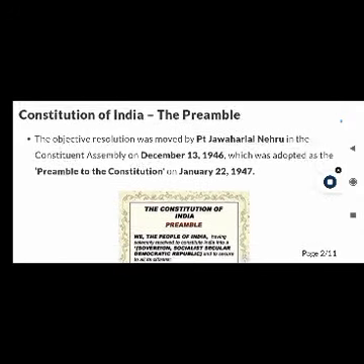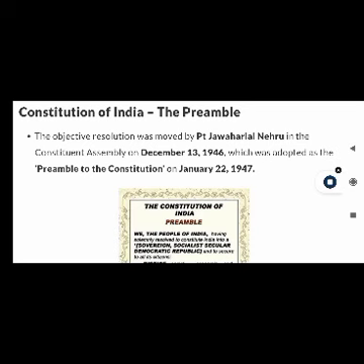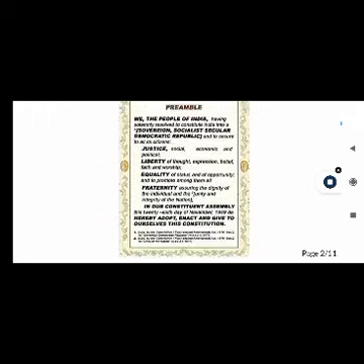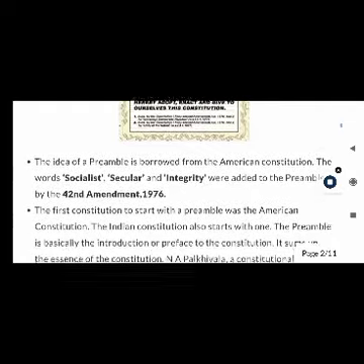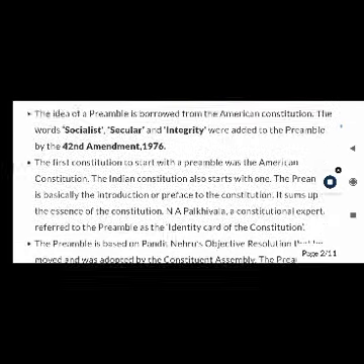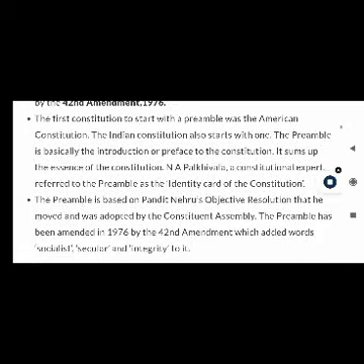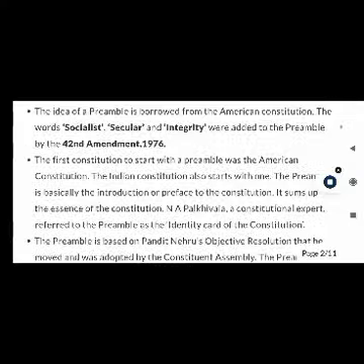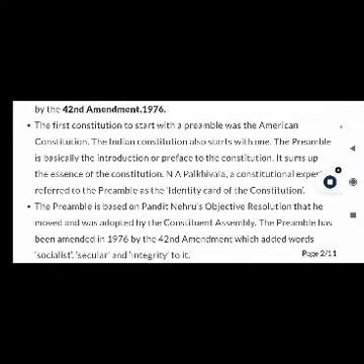Constitution of India. The preamble. The objective resolution was moved by Pandit Jawaharlal Nehru in the Constituent Assembly on December 13, 1946, which was adopted as the preamble to the Constitution on January 22, 1947. The idea of a preamble is borrowed from the American Constitution. The words socialist, secular, and integrity were added to the preamble by the 42nd Amendment, 1976. The first constitution to start with a preamble was the American Constitution.